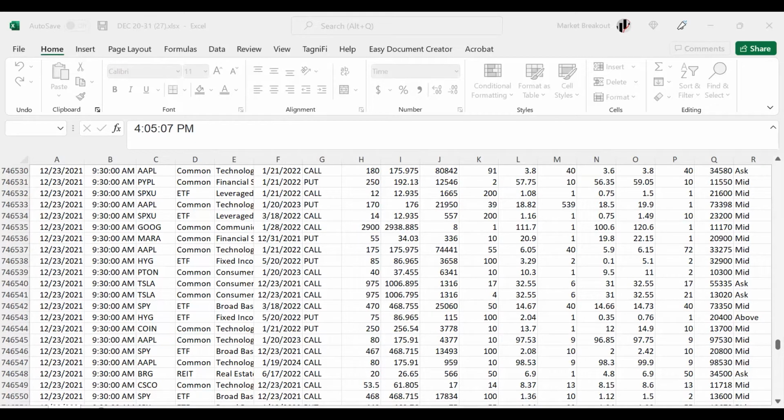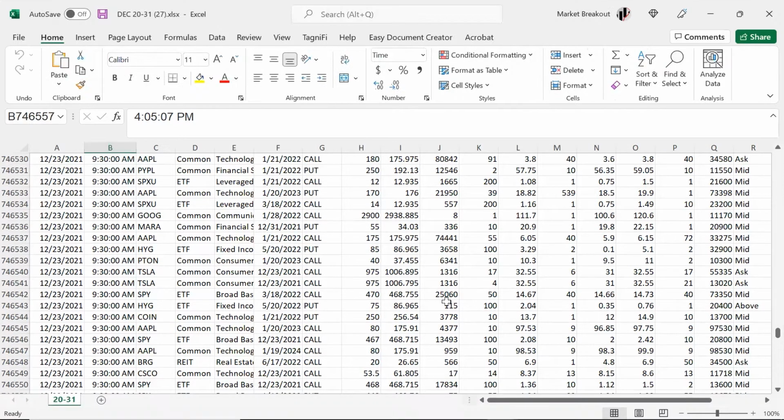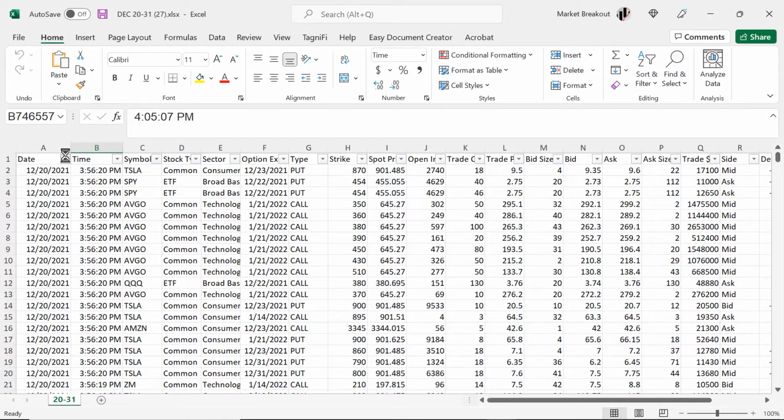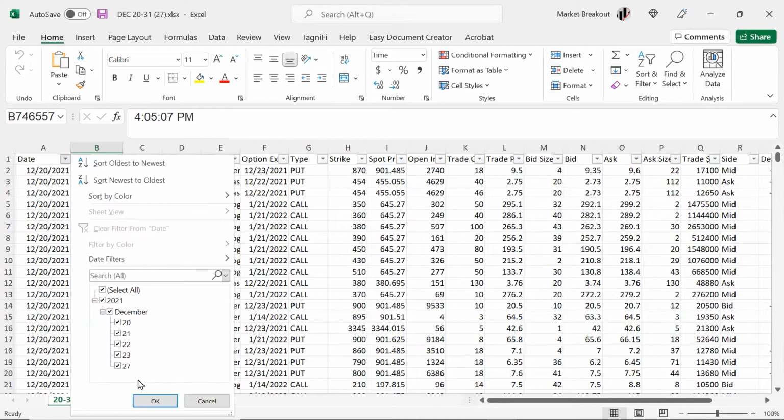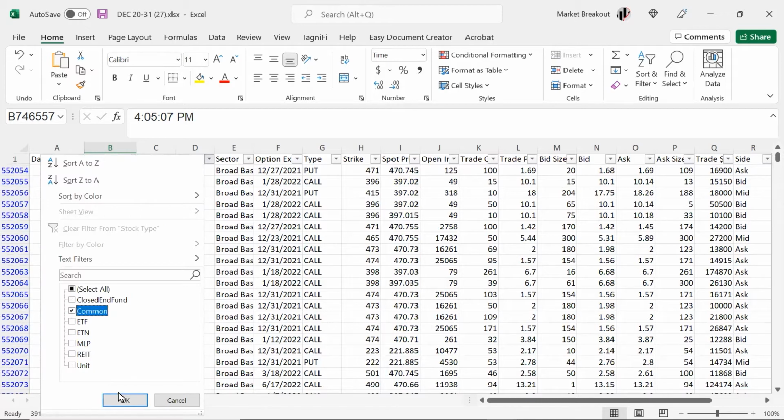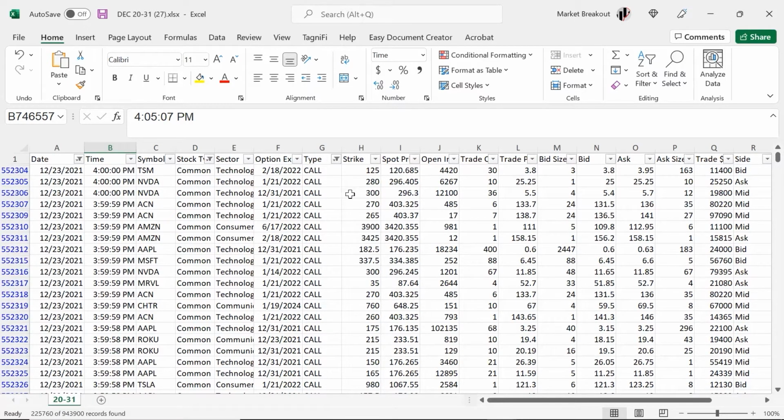First of all, I open the file "all options flow," where I see all options which trade. And then I click last 2 days. Then I look at only common stock. I don't like ETF. Then I need to unclick put.